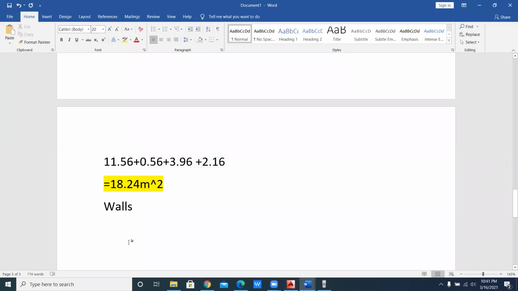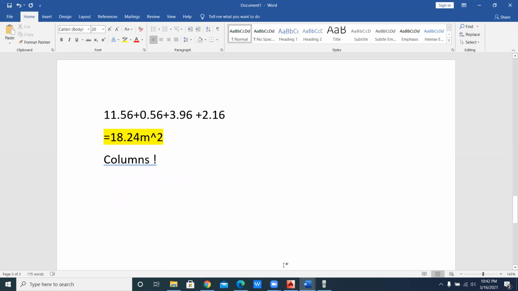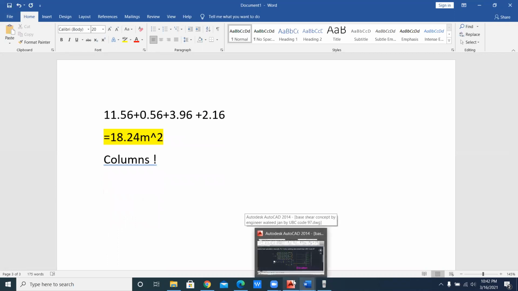So here we are now going towards the walls. Before going towards the walls, we have to calculate the columns first of all, because the column is not a big technique, it is a very little technique. It is very easy to locate the columns. How will you find out the columns?